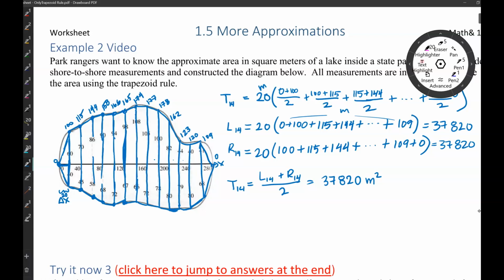So there's a really nice little practical application of the trapezoid rule. Okay, hopefully that'll get you started.